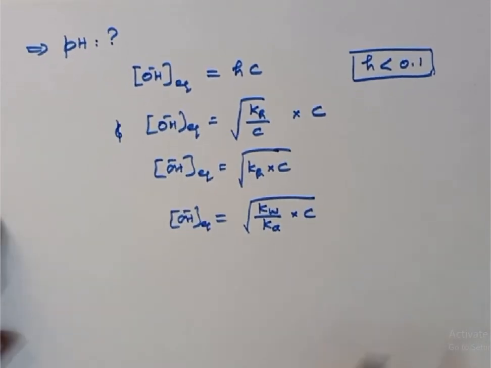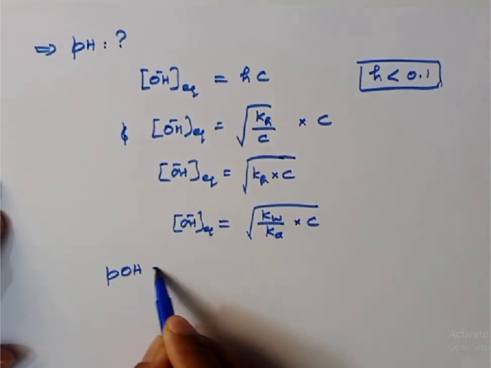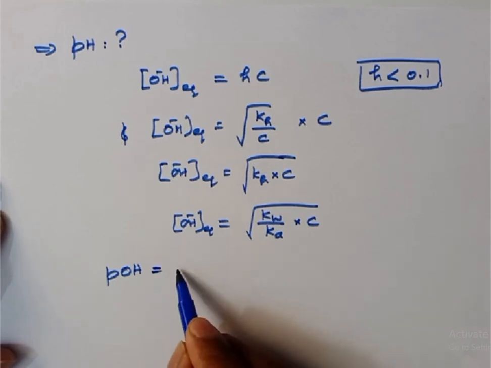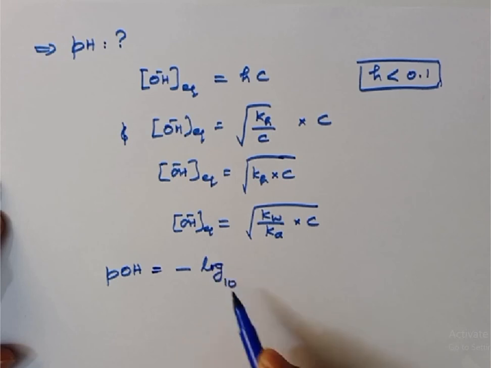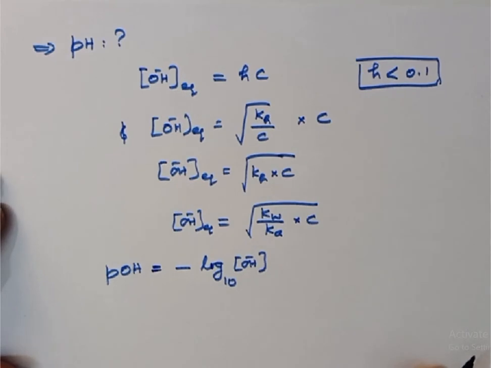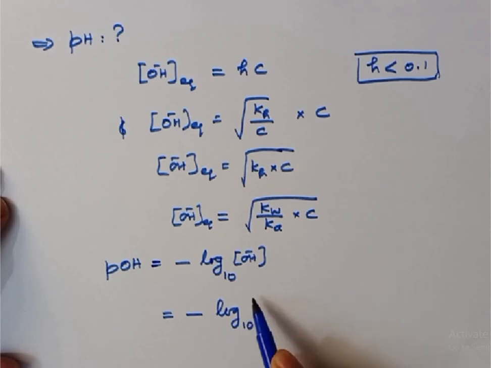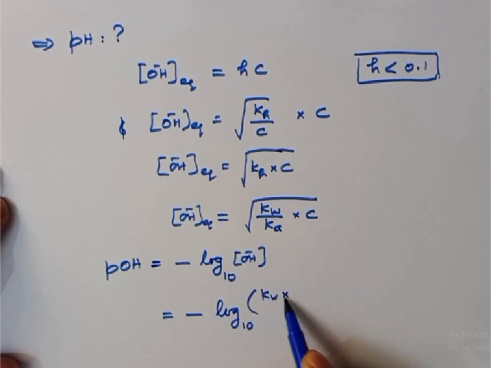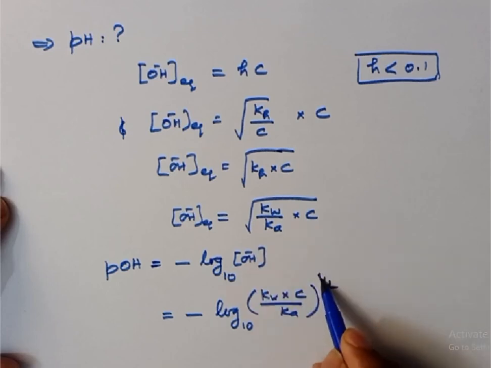Now what is the formula for pOH? You know very well, pOH equal to negative log of base 10 concentration of hydroxide ion. This is the formula for pOH: negative log of concentration of OH minus ion. And OH minus concentration is available, so minus log base 10 of Kw into C by Ka whole power half. Square root you can write as whole power half.